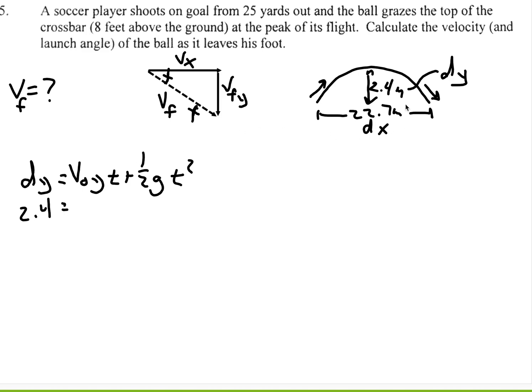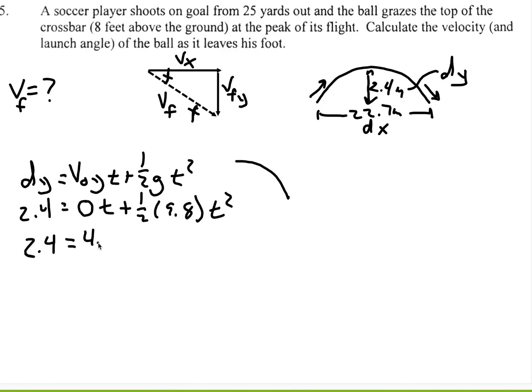We're going to pretend, remember for this part in the y direction, it's a cliff problem. So we're going to pretend it started at this highest point right there. At that highest point, velocity in the y direction was 0. 0 times anything will end up being 0. That'll be 1/2 times 9.8 times t squared. Okay, so if I just do my arithmetic, I'll get 2.4 equals 4.9 t squared.